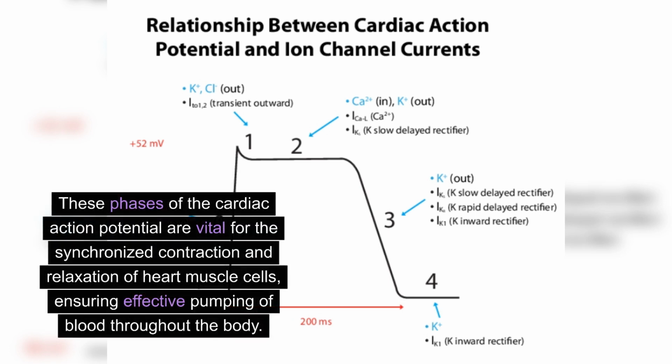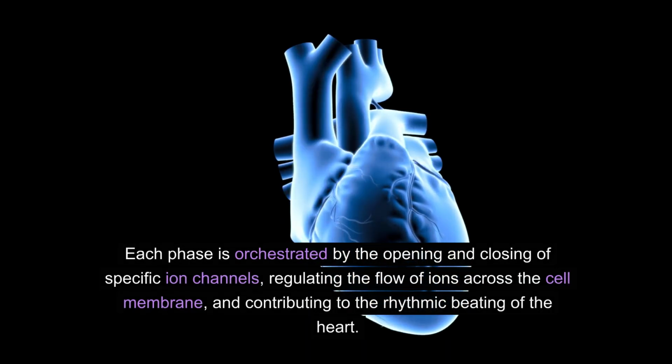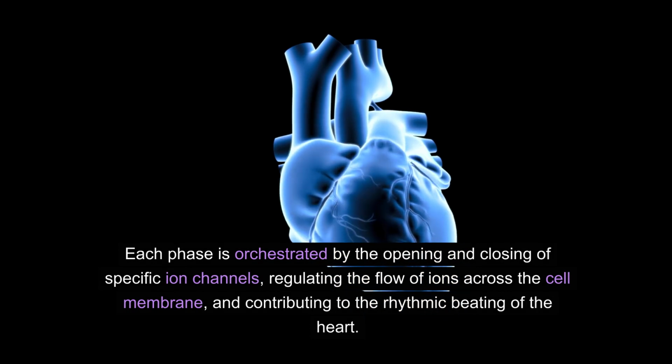These phases of the cardiac action potential are vital for the synchronized contraction and relaxation of heart muscle cells, ensuring effective pumping of blood throughout the body. Each phase is orchestrated by the opening and closing of specific ion channels, regulating the flow of ions across the cell membrane and contributing to the rhythmic beating of the heart.